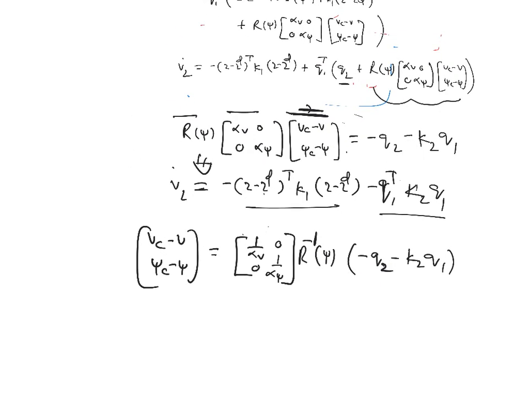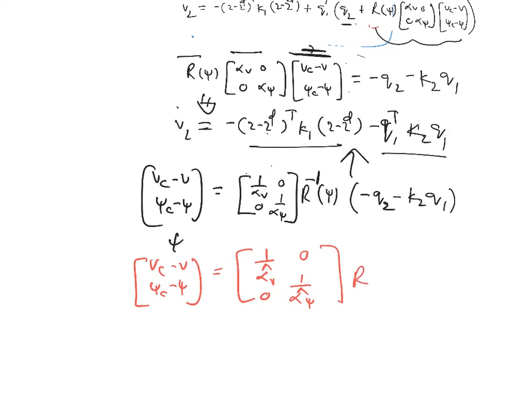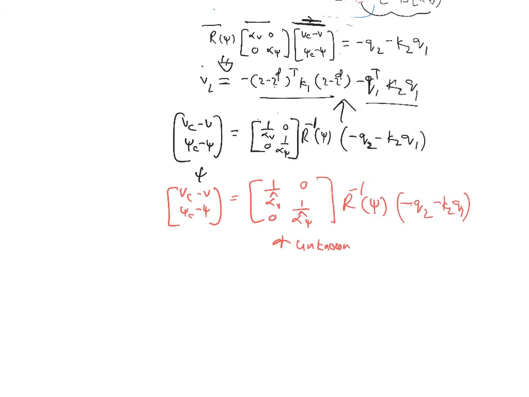If things are known, then we'll get this, but unfortunately that is not the case. So our controller can be written, I can write it in red, as Vc minus V, psi c minus psi, equals 1 over alpha V hat 0 0 1 over alpha psi hat. Okay, so this is the actual controller, R inverse psi minus, because this is not known, unknown, minus Q2 minus K2 Q1. Okay, so that's the case.